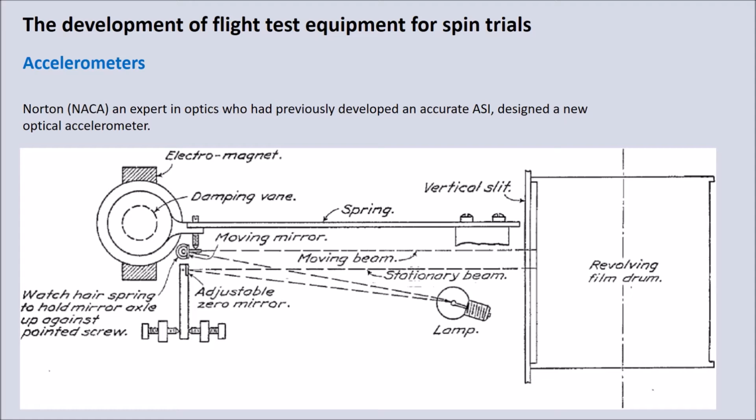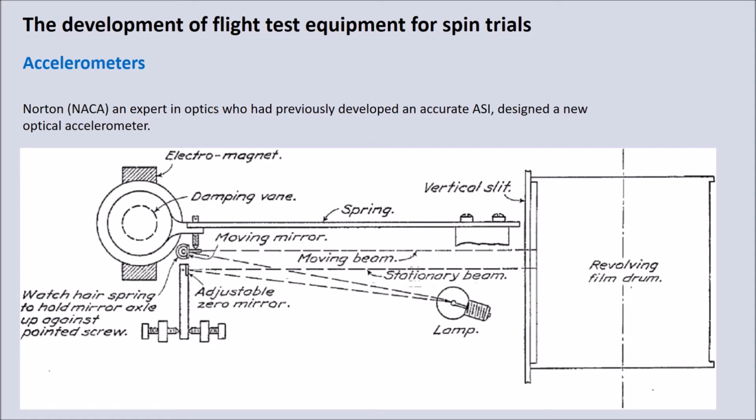It incorporated a spring, which you can see here at one end, and the deflection of this spring under load caused the mirror to rotate. This mirror reflected a beam of light, projecting it onto a moving film, which you can see there on the right hand side, and therefore again plotted a trace of essentially normal acceleration versus time.